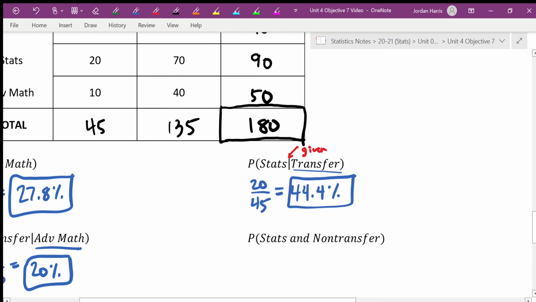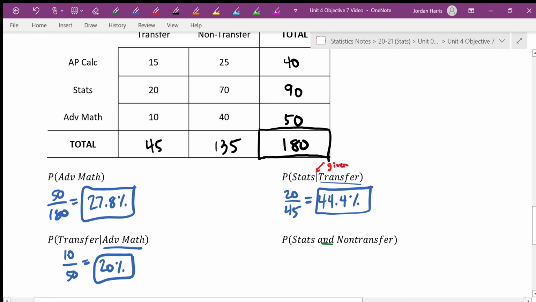Okay, now we have an and. So we normally would multiply things, which you actually can. You have to use the multiplication rule. So you assume the first one. So stats, you just find the probability times non-transfer. It's given the stats, and it gets a little complicated.